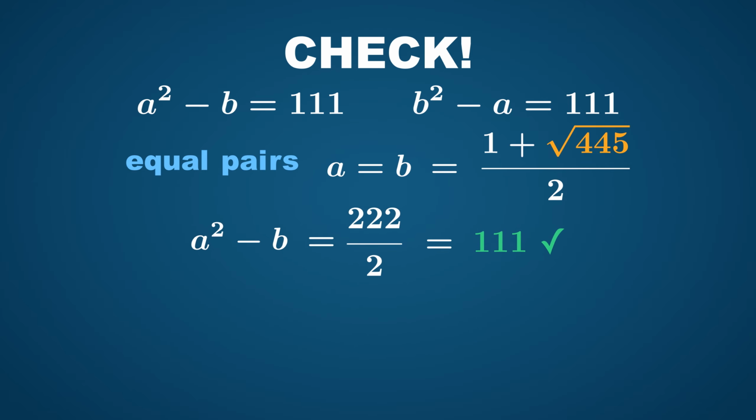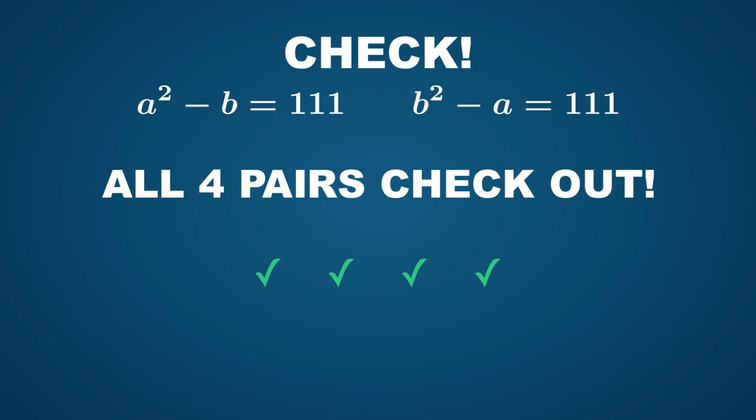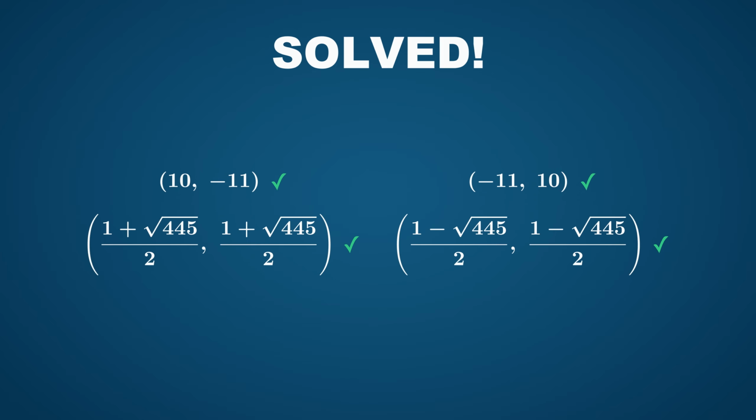And since a and b are equal here, a squared minus b and b squared minus a are the same number, so both equations hold at once. The same arithmetic with a minus sign in front of the root also leaves 222 over 2, 111. So all four pairs check out exactly. And that's the problem.